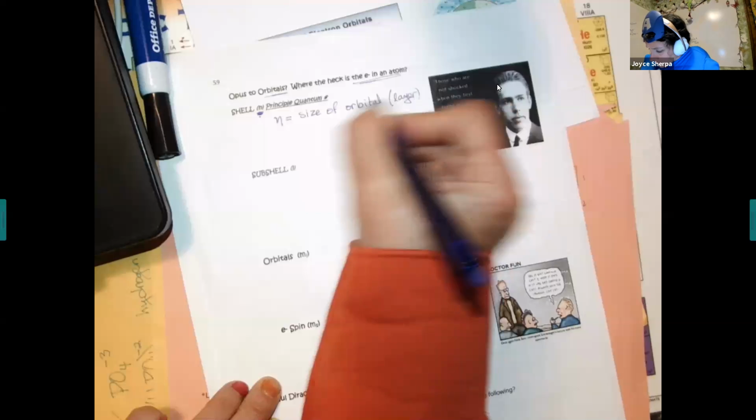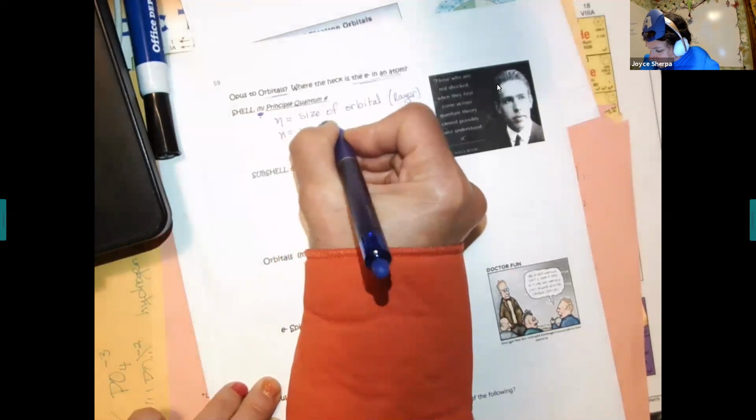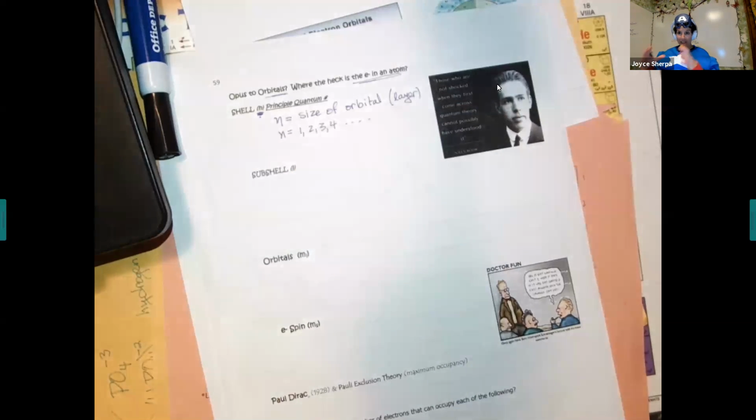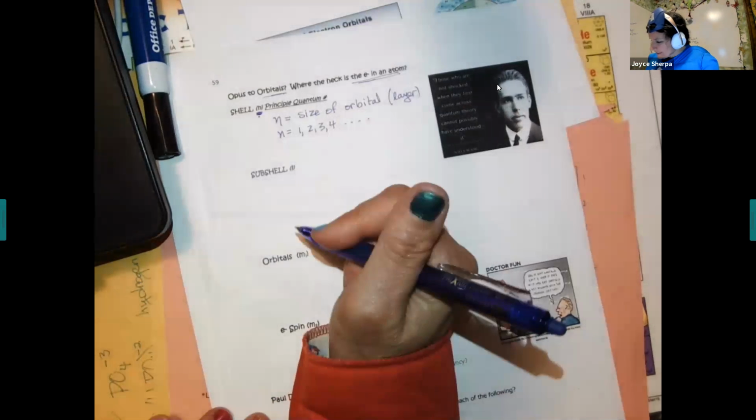And N is a whole number. So N is 1, 2, 3, 4, etc. It's saying which layer we're in, which floor. I often talk about this like an apartment building. So are we on the first floor, the second floor, the third floor? In our classroom, it's actually wonderful because it's a stadium classroom, so there's 5 levels, and it works beautifully for this lecture.